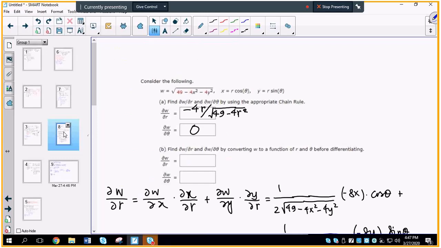I'm just going to write these answers. This one was minus 4r over square root of 49 minus 4r squared. We found in both processes, and this one was 0 in both processes. Which concludes our study of chain rule in partial differential equation. And we are going to next time talk about the directional derivatives and gradients.